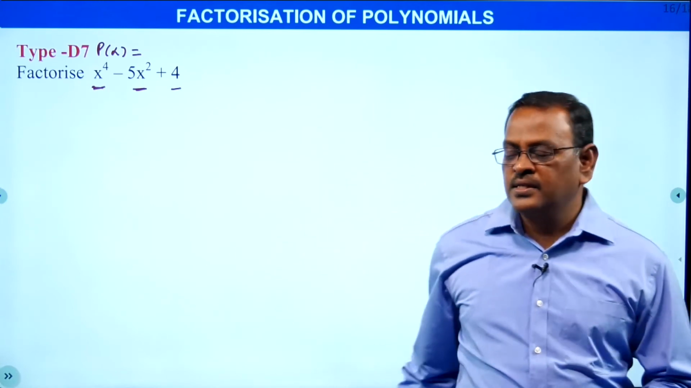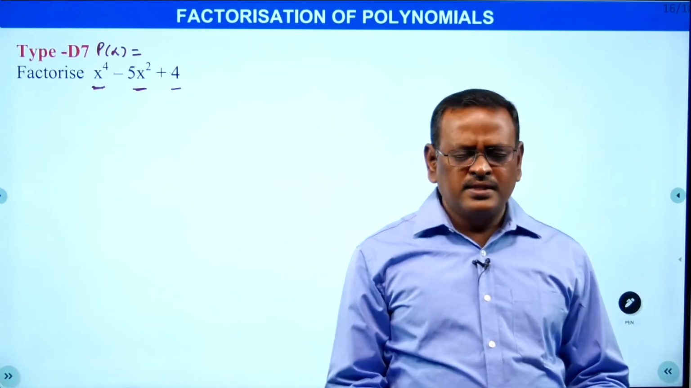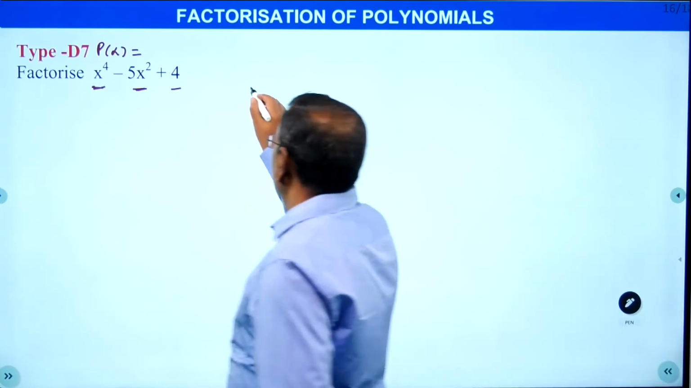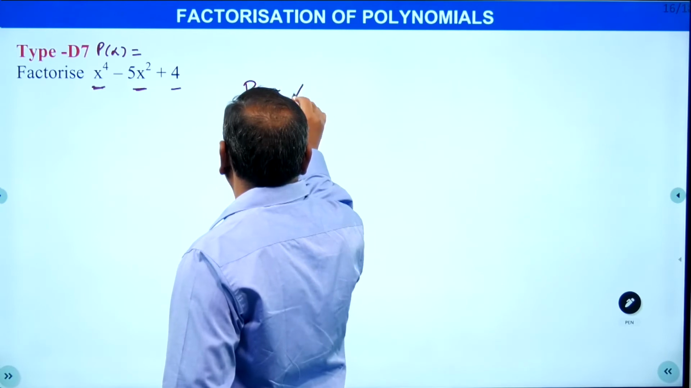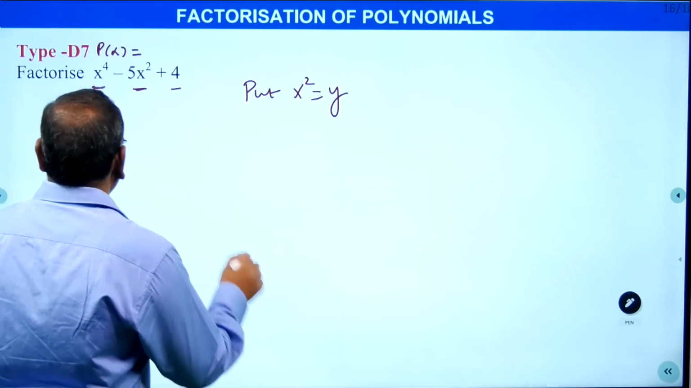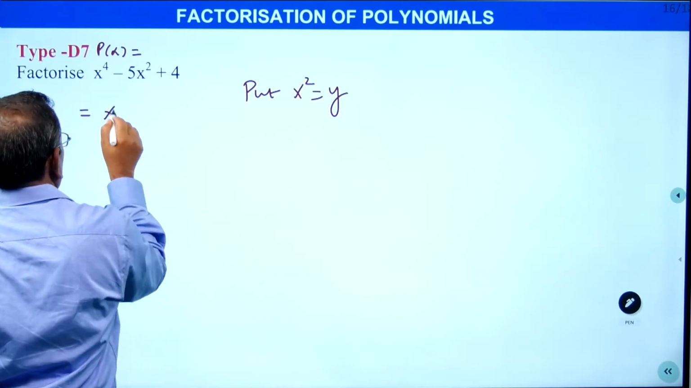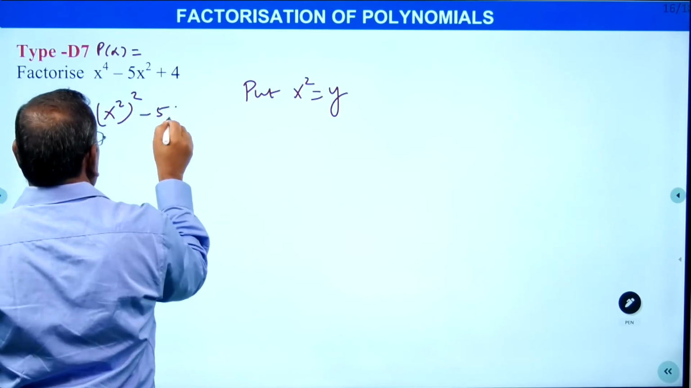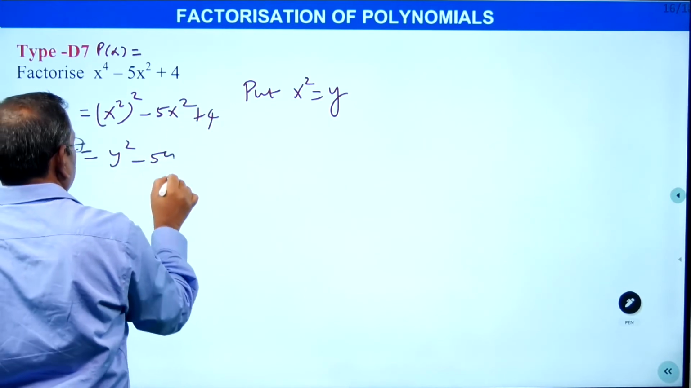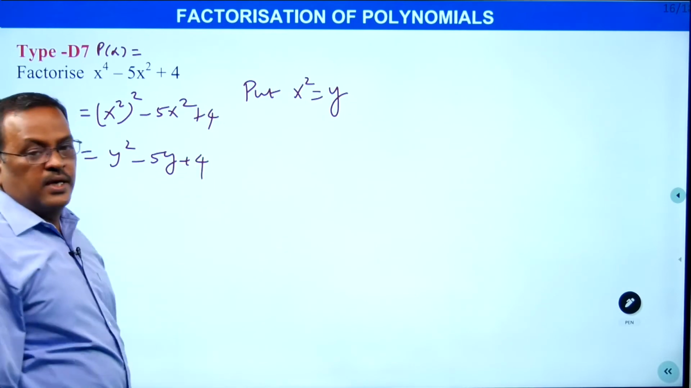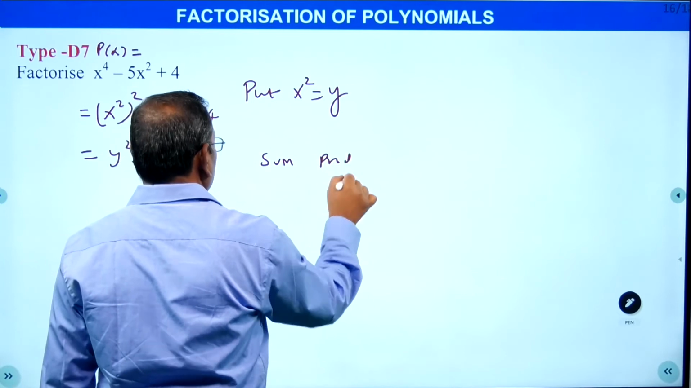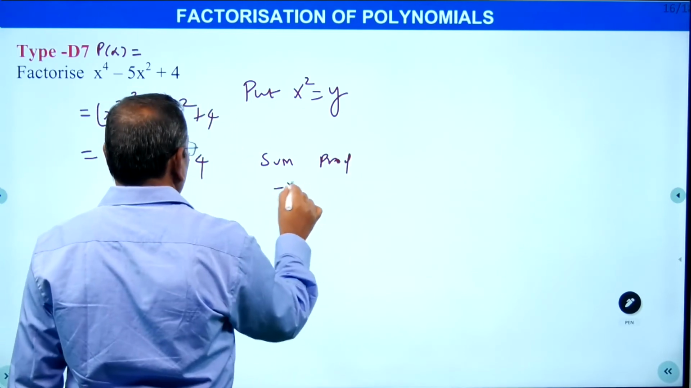Whenever a biquadratic polynomial has only even powers, we have a very simple technique called the substitution method. Put x square equal to another new variable y. So this polynomial becomes x square the whole square minus 5x square plus 4, and this is y square minus 5y plus 4. Now sum and product: the sum is minus 5, the product is 4.